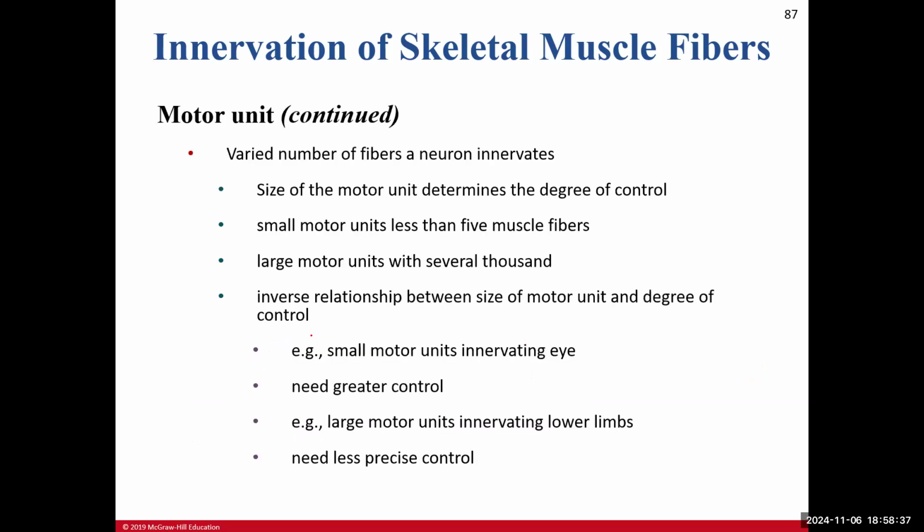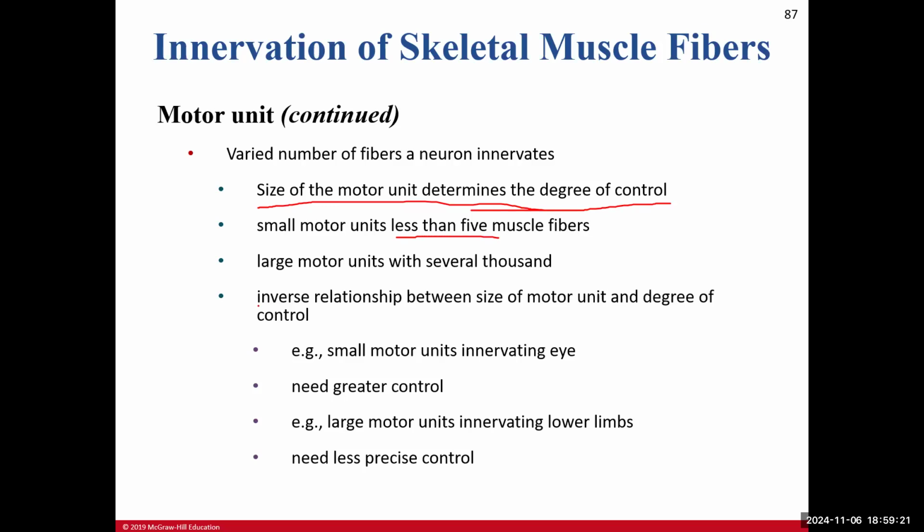All right. So when we're talking about a motor unit here, I've asked this before on a test, so I'm going to underline it here for y'all. Size of the motor unit determines the degree of control. So small motor units, usually, again, this is not gospel, have fewer than 5 muscle fibers. So one motor neuron can innervate 5 muscle fibers. So the smaller the motor unit, the larger the precision of control. Let me repeat that. The smaller the motor unit, the larger the precision or degree of control.